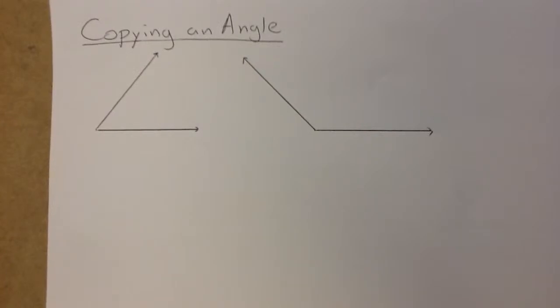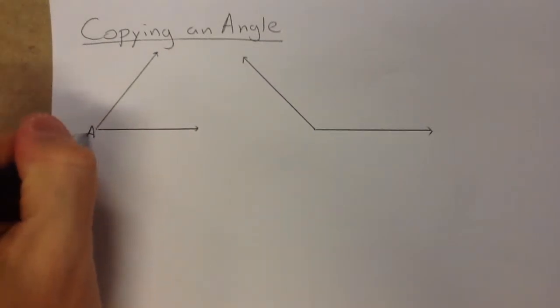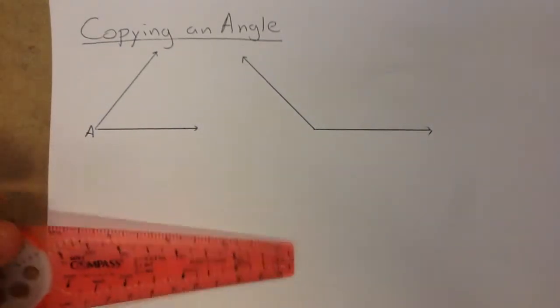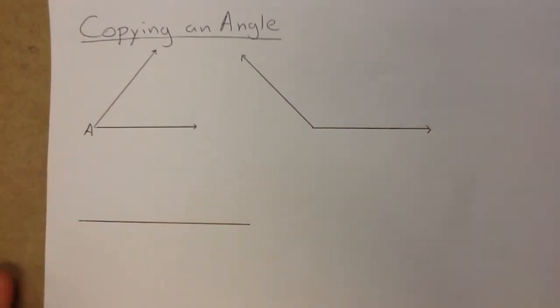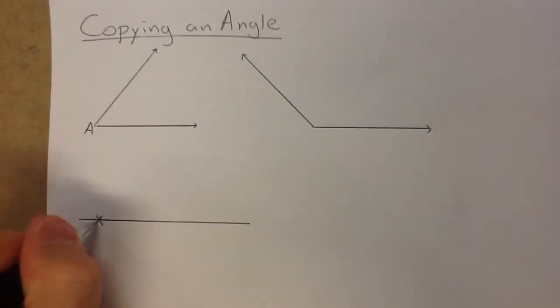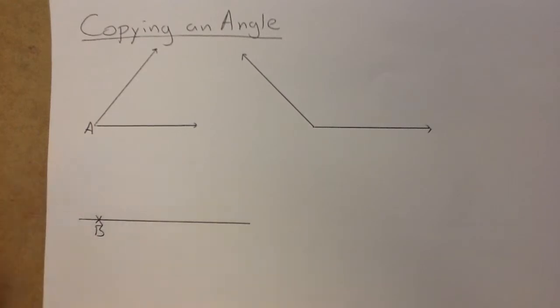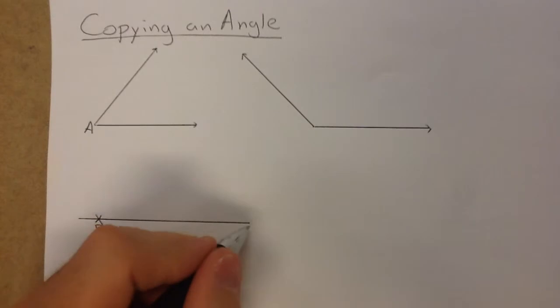If we're going to copy an angle, we're going to follow the same process regardless of what type of angle it is. So let's start with angle A here. I'm going to first draw one of the sides that I'm going to copy my angle down to. I'm going to put a point right here. We'll call this B. So this side in A is going to be this side in B.